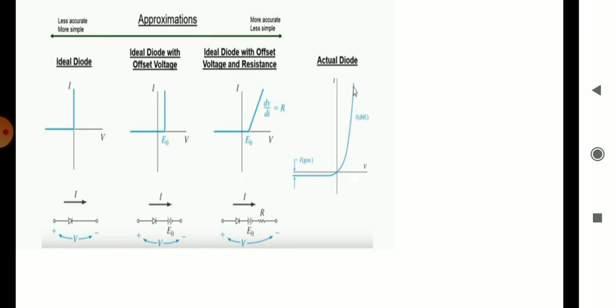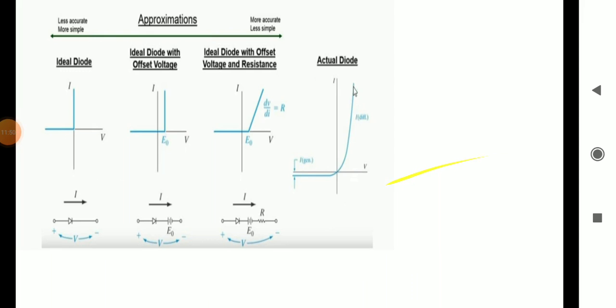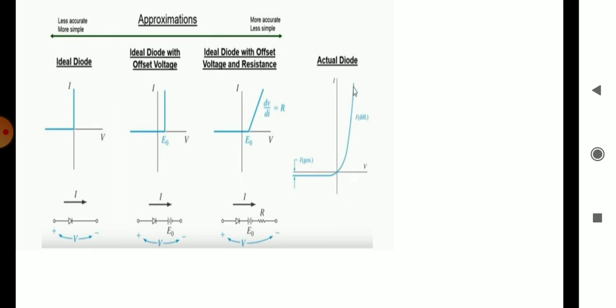You can see from the ideal graph how it looks, and the actual graph, how it looks. There is a huge difference because of the drop, the offset voltage, and the resistance which is present in the diode.